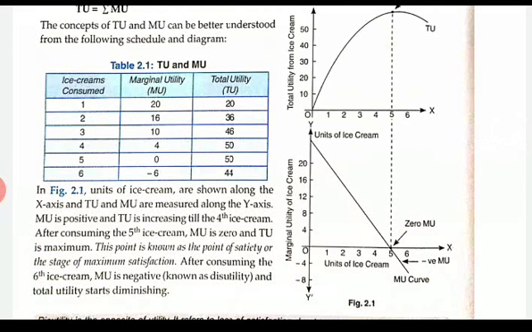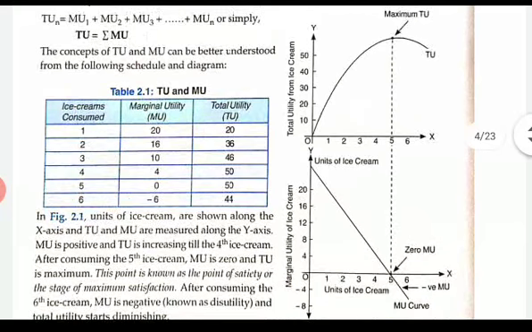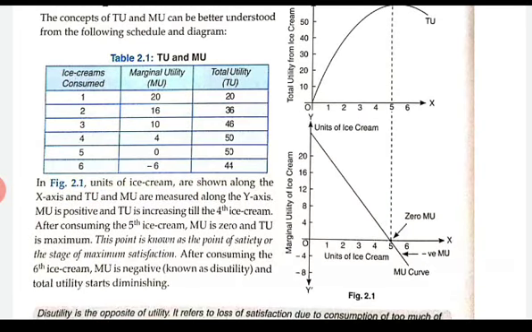So MU is positive. In the below diagram is our MU curve and the upper one is the TU curve. MU is positive and TU is increasing till the fourth unit. After the fifth ice cream, MU is 0 and TU is maximum. This point where TU is maximum is called the point of satiety. The point of satiety means the stage of maximum satisfaction, where MU is 0 and TU is max.